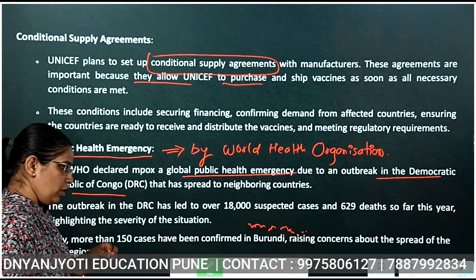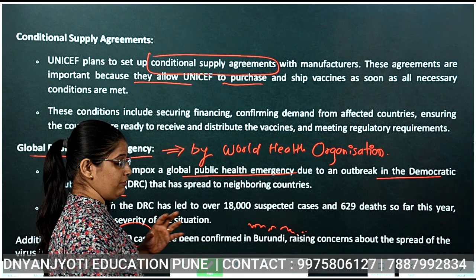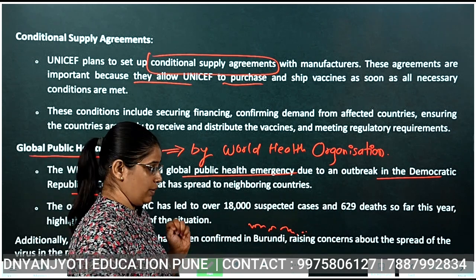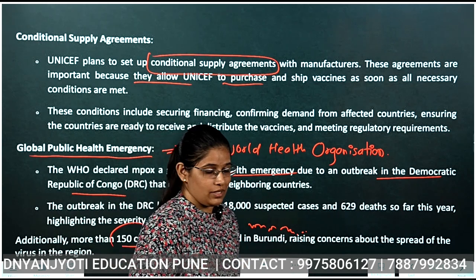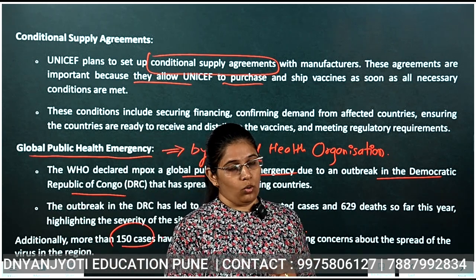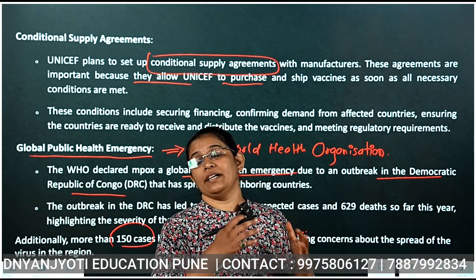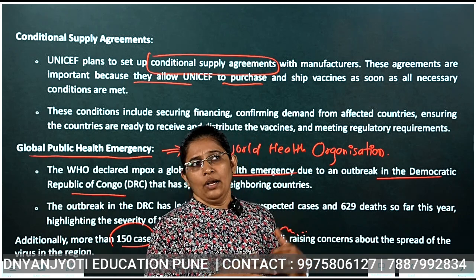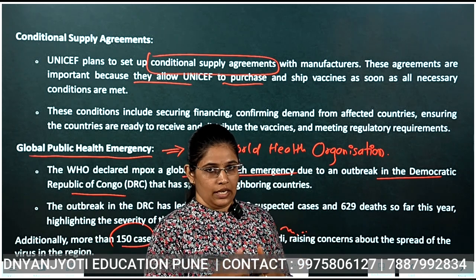It is important to notice here that lately 150 cases of Mpox have been confirmed, which is a rising concern of the spread of this disease to other neighboring countries. And to prevent this spread from one country to another neighboring country, UNICEF is trying to provide the required vaccination in advance.